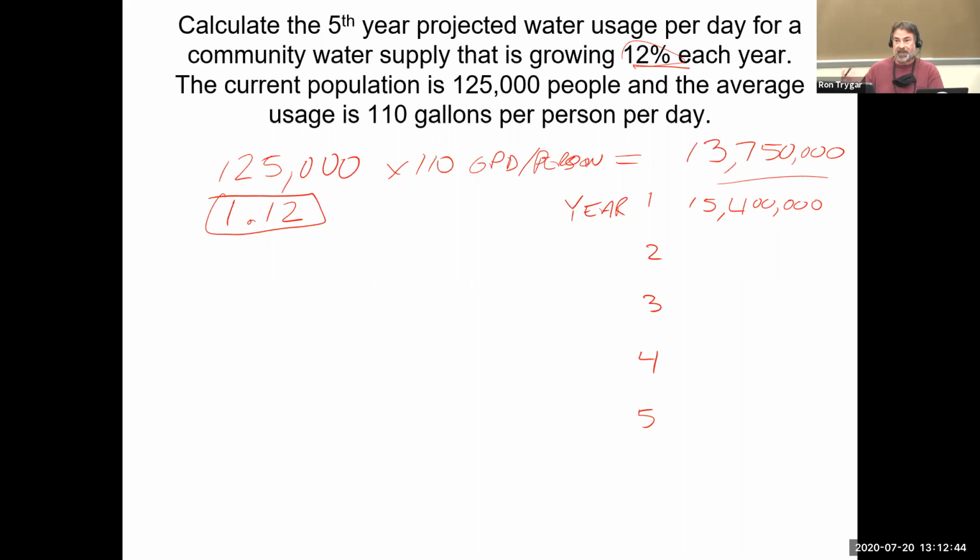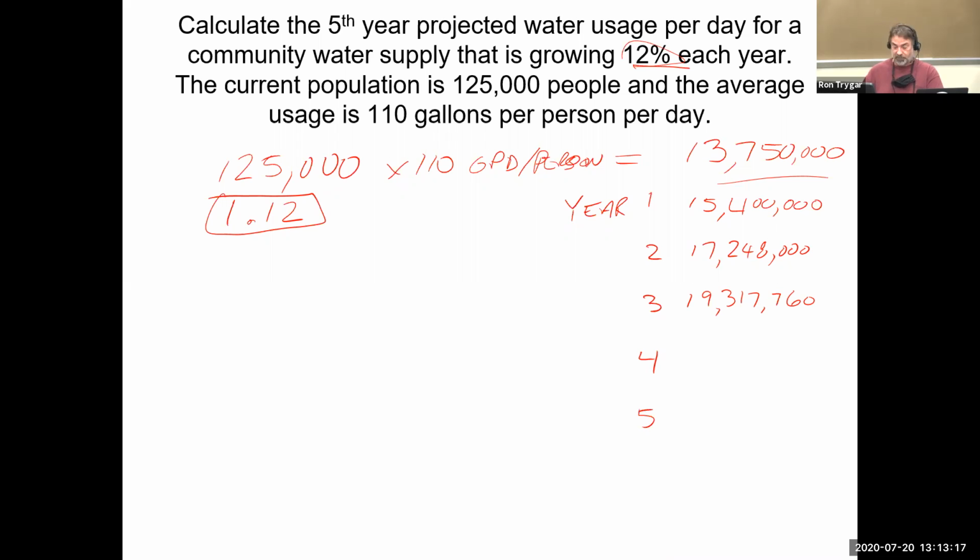Now, based off of that flow, I need to then multiply by 1.12. So times 1.12. And for year 2, I'm going to be pumping 17,248,000 gallons per day. Okay, keep right on going. Year number 3, so times 1.12. Year number 3 is going to be 19,317,760 gallons per day from my water plant.